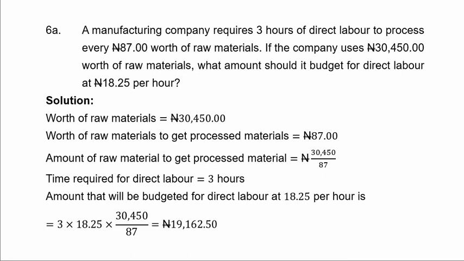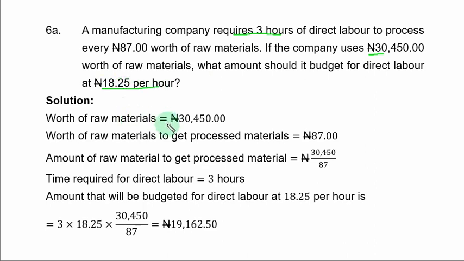Question 6a. A manufacturing company requires 3 hours of direct labor to process every 87 naira worth of raw materials. If the company uses 30,450 naira worth of raw materials, what amount should it budget for direct labor at 18 naira 25 kobo per hour?